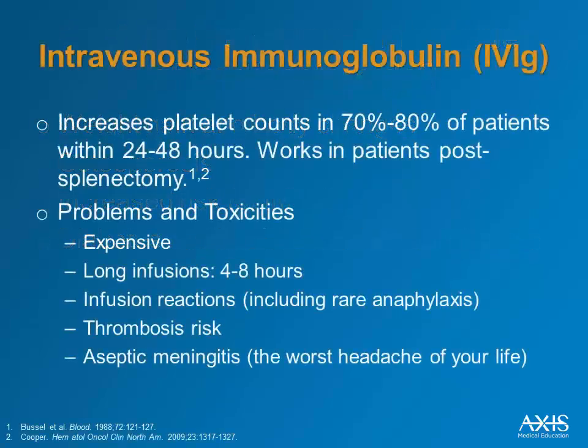Intravenous immunoglobulin has been shown to be effective in raising the platelet count in at least 70% of patients within 24 to 48 hours. To date, this really remains the most rapid therapeutic option in raising platelet counts in patients with very severe thrombocytopenia and bleeding manifestations.